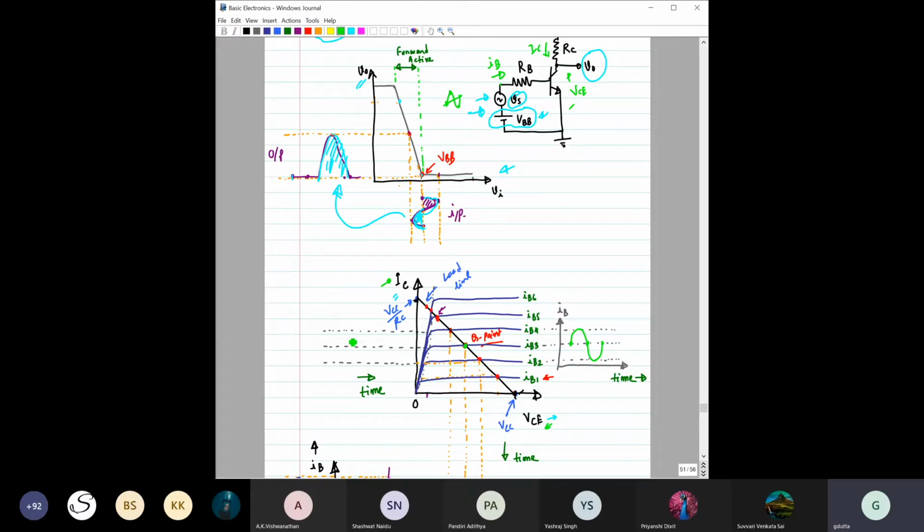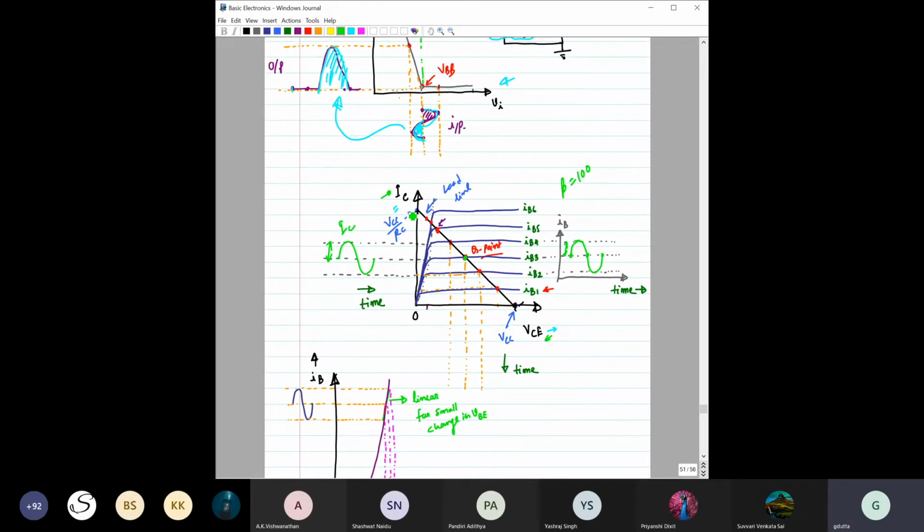IC will also do a transition similar to this IB, right? IC will change similar to that of IB. But say the beta value for this transistor is 100. So that means the change in IC would be 100 times the level of IB, right? That we have understood.